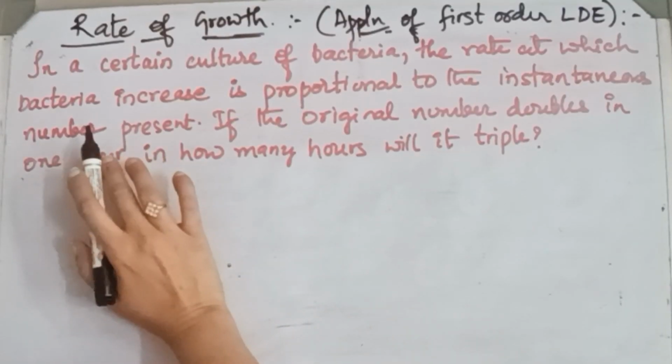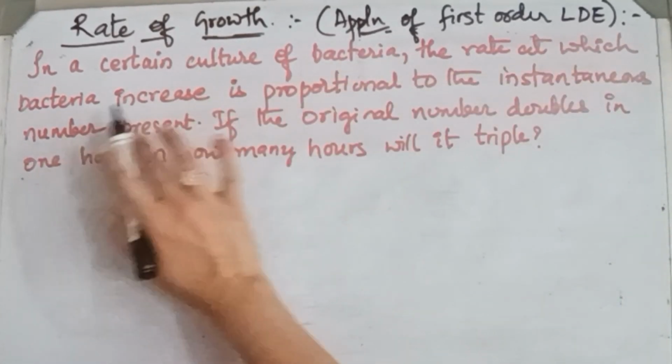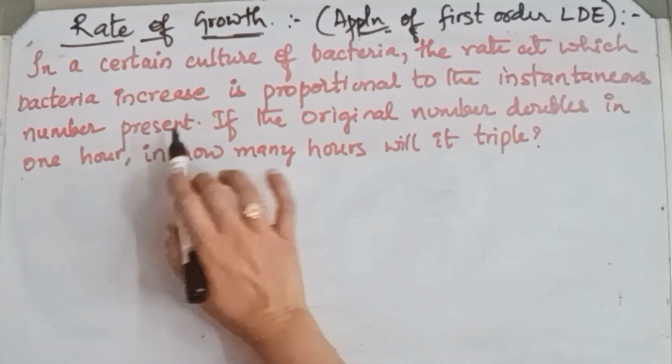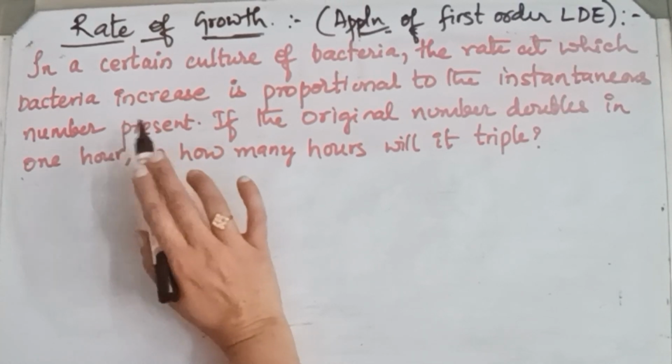Now, here is a problem. In a certain culture of bacteria, the rate at which bacteria increase is proportional to the instantaneous number present. Instantaneous number present means the number of bacteria present at that time.